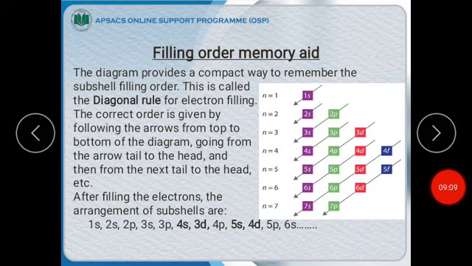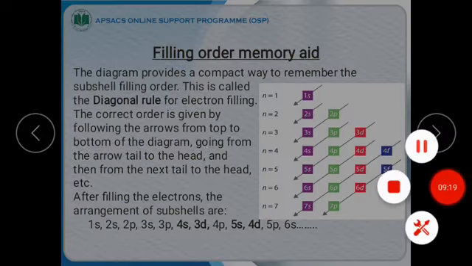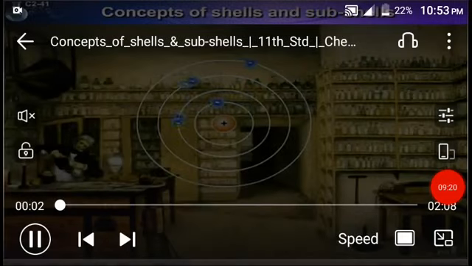Students, I have a video for you related to this topic, shells and subshells. Hopefully it will help you to understand this topic in a better way. Shells and subshells.